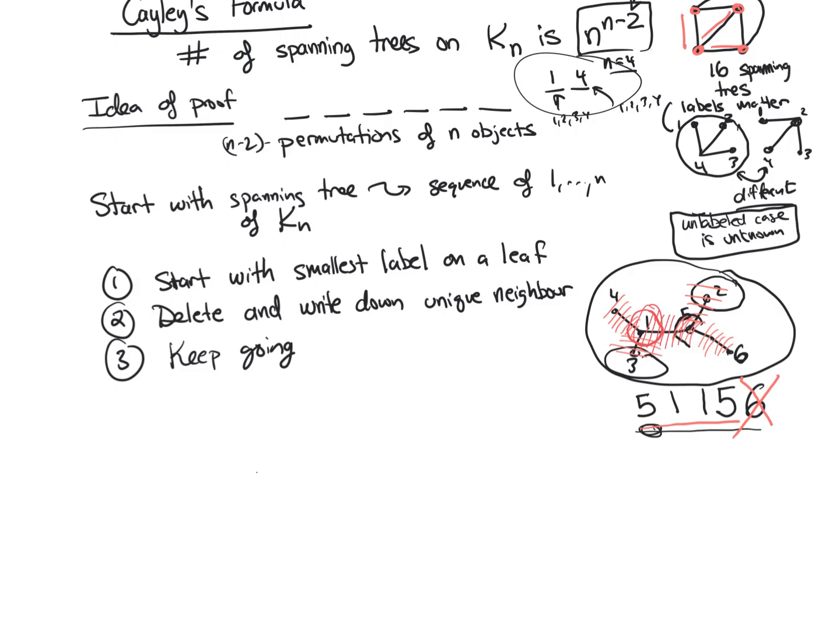So I strongly encourage you to do this for other graphs, for other spanning trees, say of K6 or K5, K4, whatever, and see how the graphs determine this sequence.